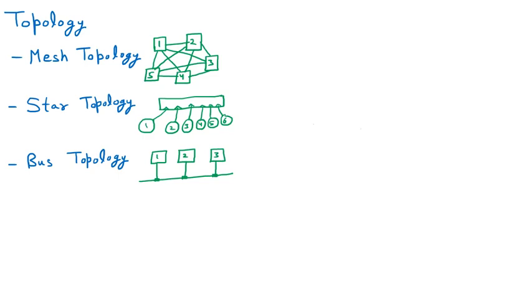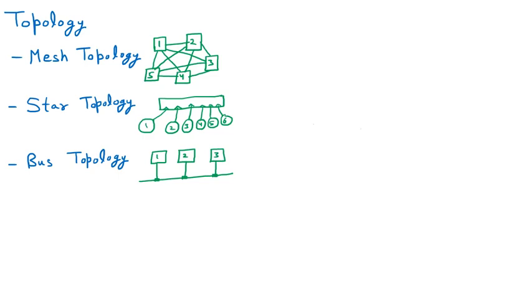So we have already discussed the mesh topology, in which all the computers are connected with each other in all possible ways, and there we have learned the advantage is that fault diagnosis is easy, but it is very expensive. Then we went through the star topology, in which a center device, a hub or switch, is there, and if that fails, the whole network will fail. So that is a disadvantage of the star topology.